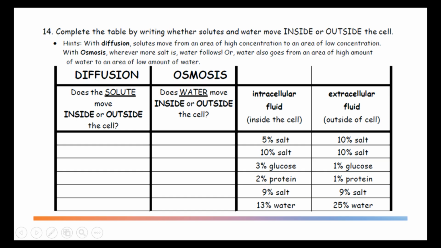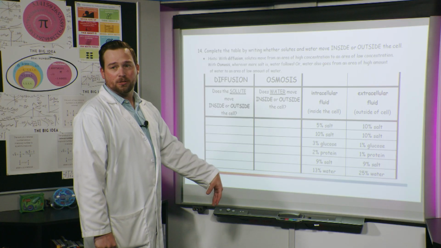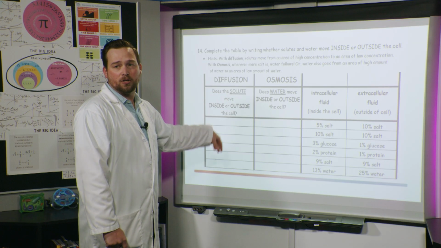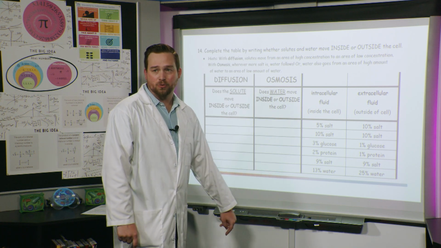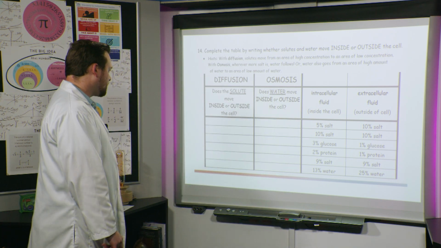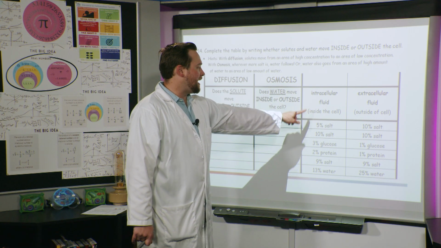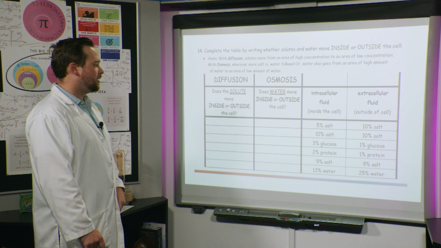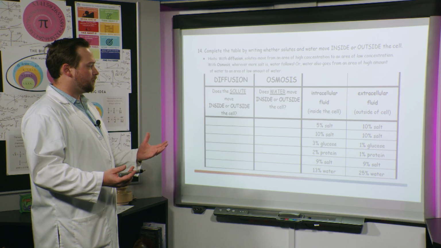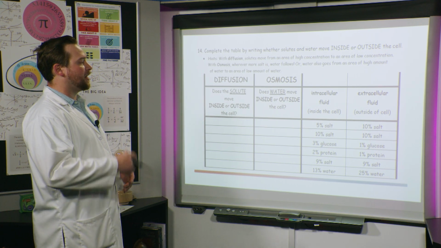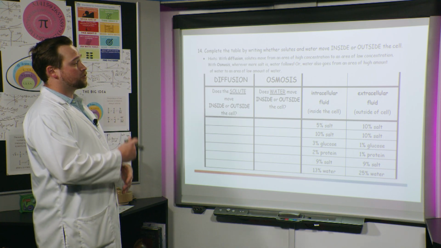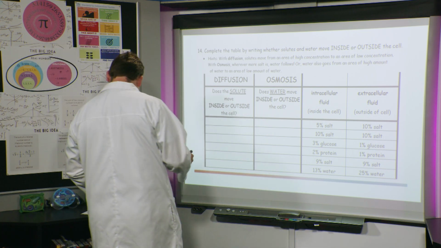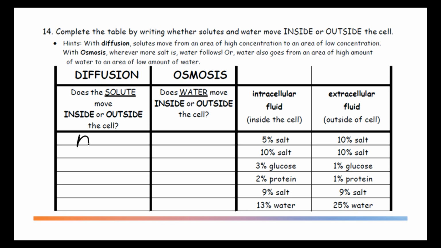To me, I think it's going to be a little bit easier if we do them by columns. So let's do all of the diffusion ones first, and then we'll come back and do all of the osmosis ones next. So looking at the diffusion one here, we've got 5% inside the cell and 10% outside of the cell. So where is the solute going to move? Well, remember that we always move from an area of high to low concentration. There's more on the outside than on the inside, and so that means that overall we're going to be moving into the cell.